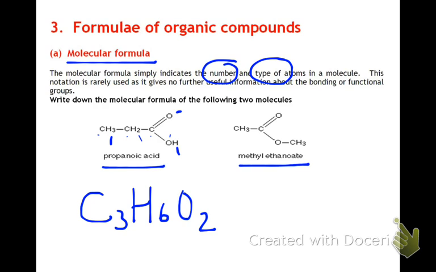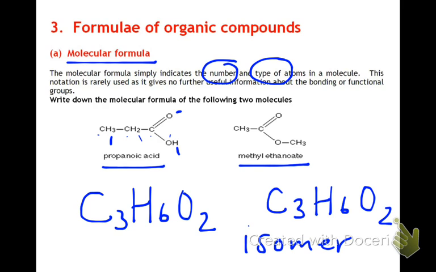If we have a look at methyl ethanoate, again, if we count carbons, you'll see that there are 3 carbons, and again 6 hydrogens and 2 oxygens. So you see that these 2 compounds, propanoic acid and methyl ethanoate, both have identical molecular formulas, and yet they're obviously very different and have different properties. And that's part of the problem of molecular formulas. You'll learn later that these are examples of something called isomers, but we'll get to that later.